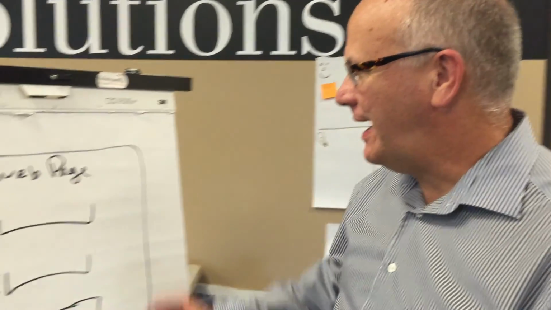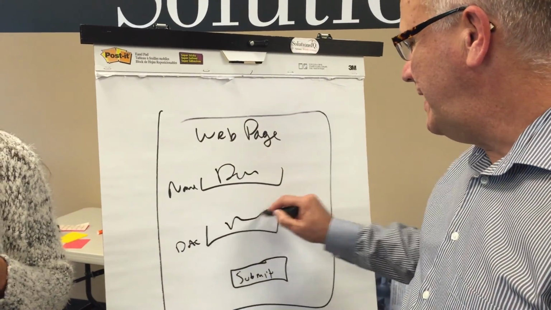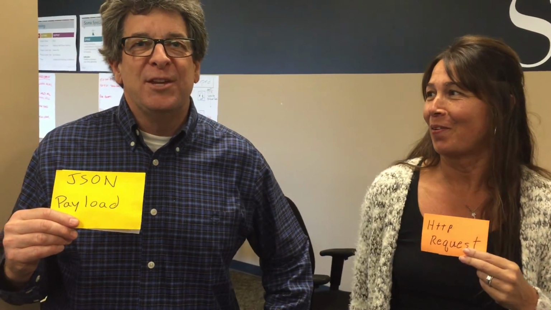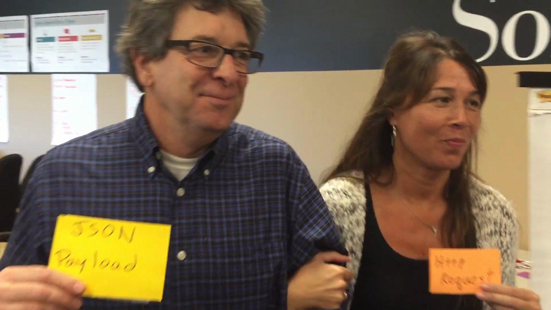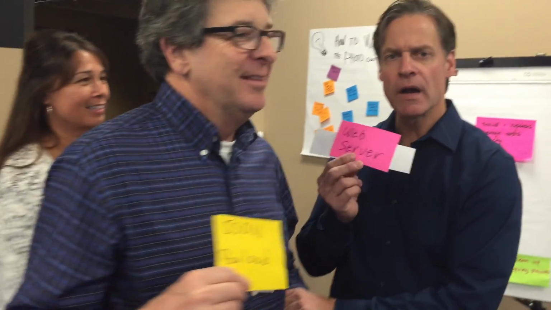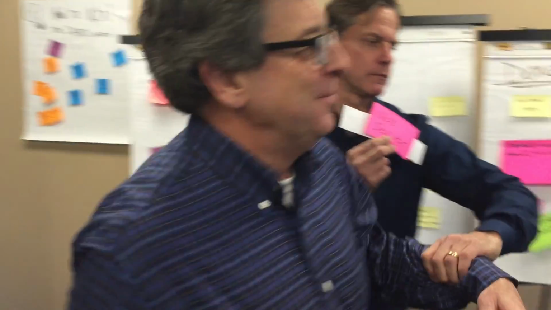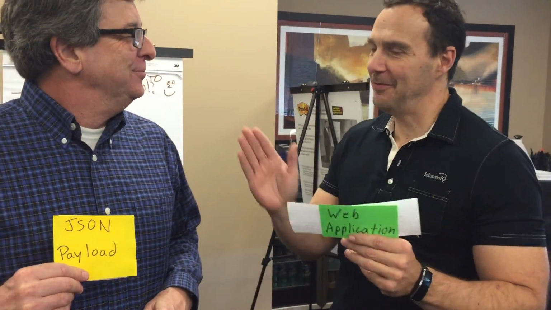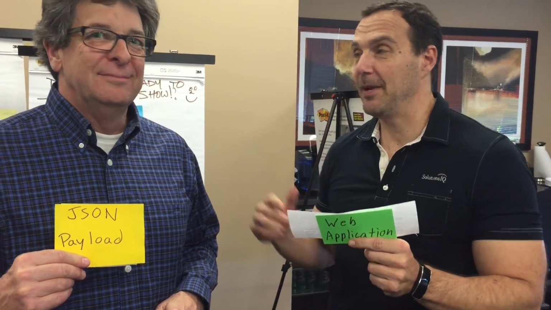I'm a web user. I put in my name and some data, and I hit submit. I'm the HTTP request. I'm the JSON payload. I'm the web server. I'm the web application. You're valid. This time, however, I'm going to pass you along to a persistence interface.